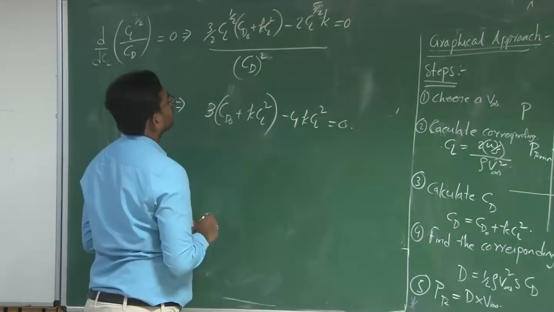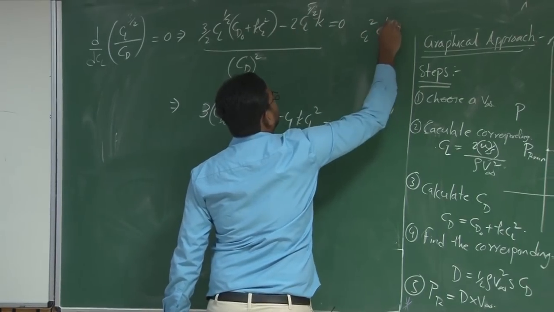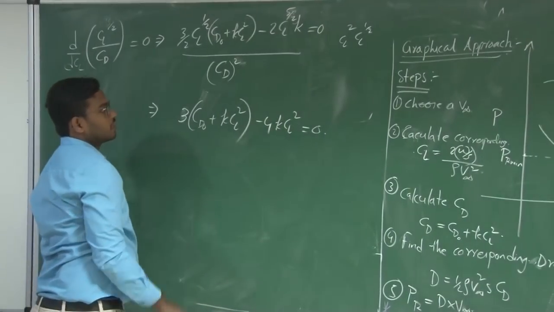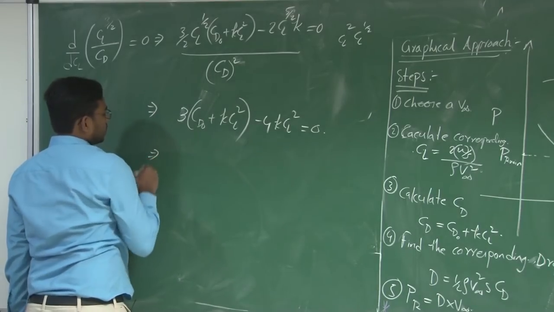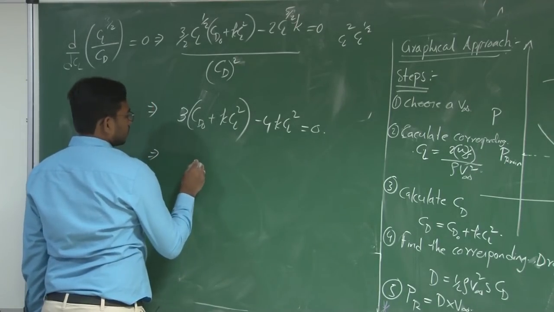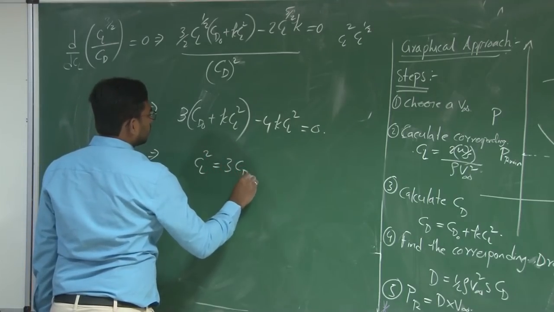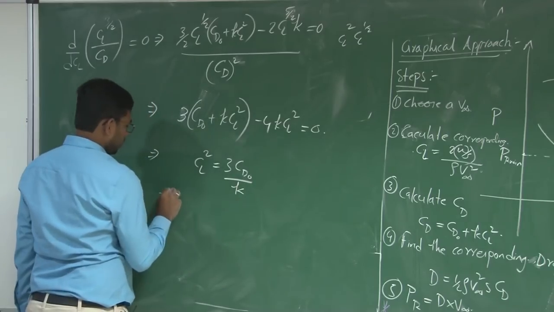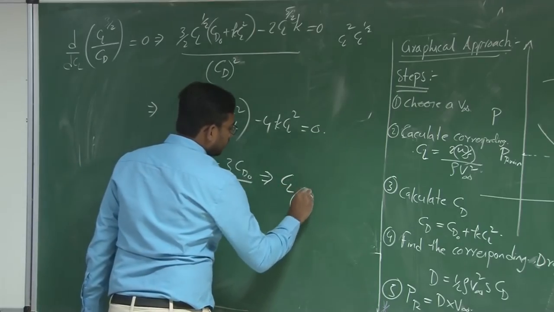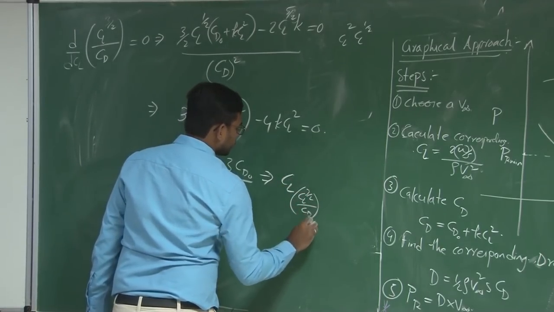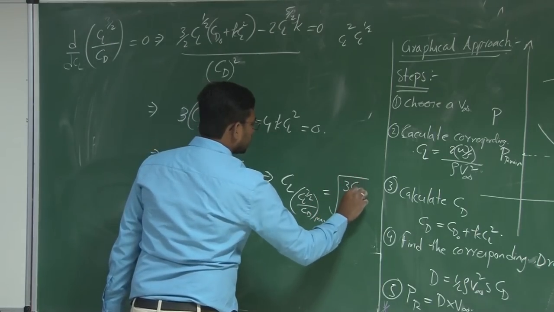Am I correct? CL power 5 by 2 is CL square into CL power 1 by 2, right? X power A into X power B is X power A plus B, right? This equals CL square is equal to 3 CD naught by K. That implies CL for CL power 3 by 2 by CD max is equal to root over 3 CD naught by K.